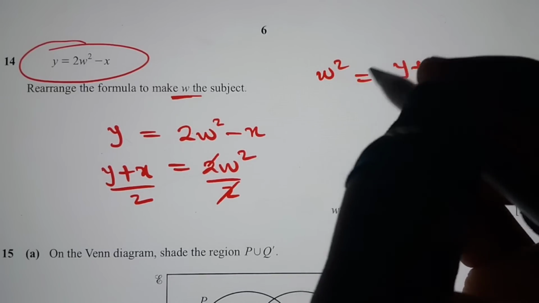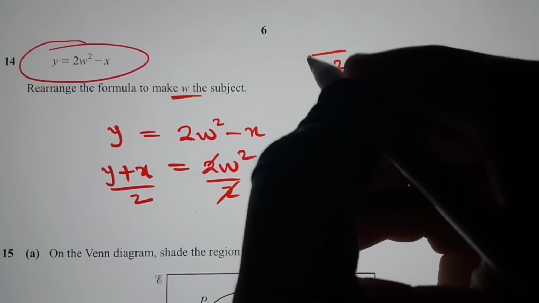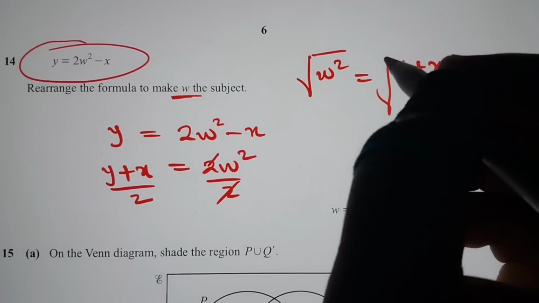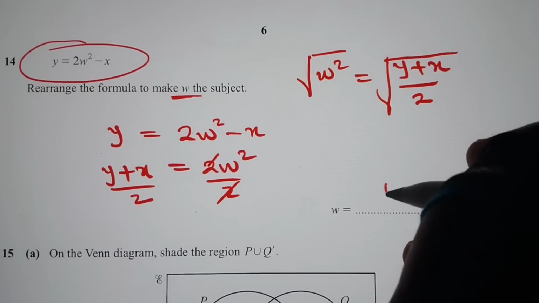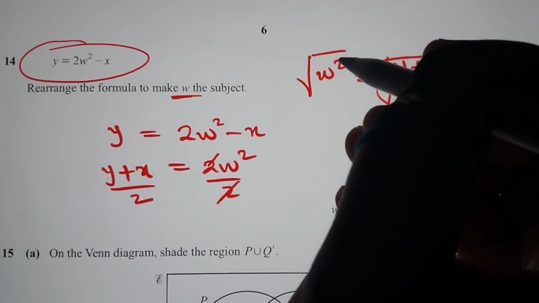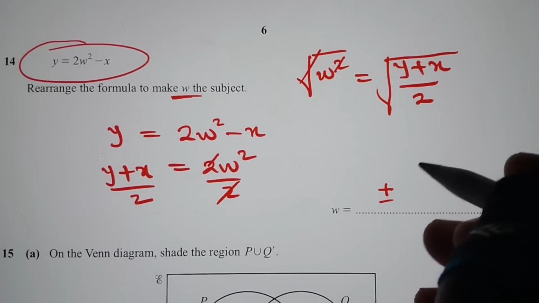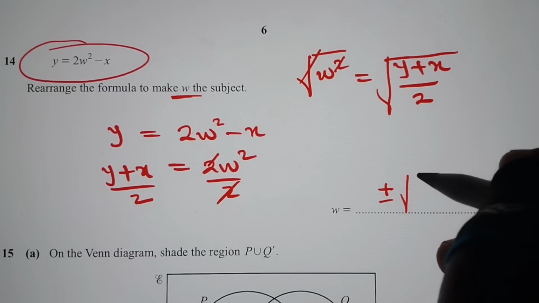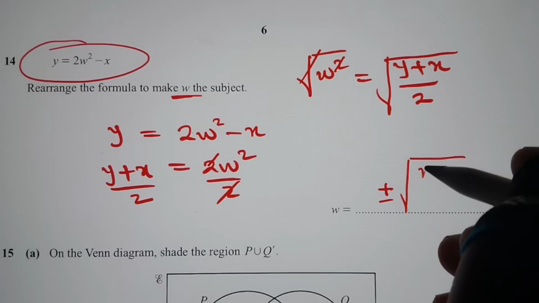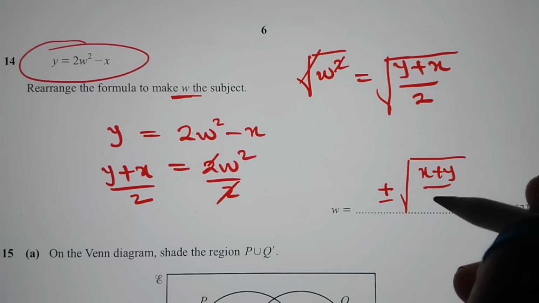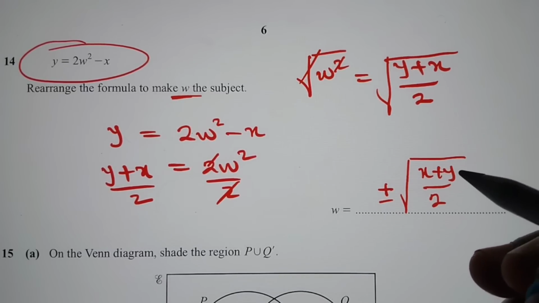Then take the square root of both sides. Remember, when you are taking the square root of both sides, your final answer must have plus or minus. So this cancels this. So you have plus or minus the square root of y plus x, which is also x plus y, over 2. And here is your final answer.